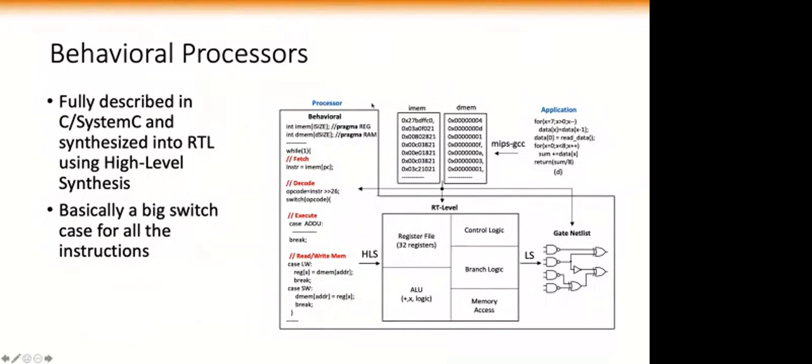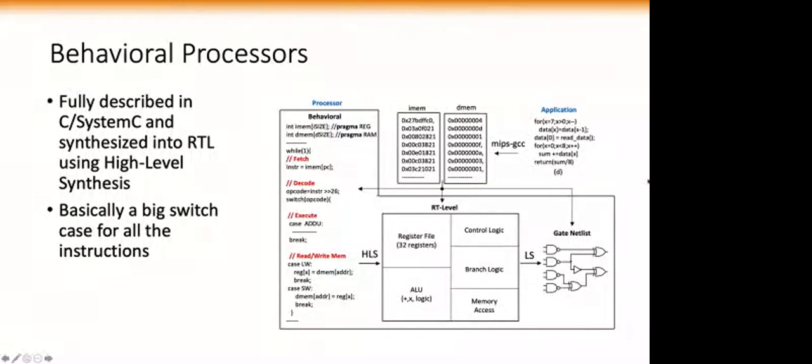If you look into this figure, the processor is completely defined in C, C++, SystemC. And it has two arrays, an instruction memory and a data memory array. The processor itself is basically a big switch case that has all the instructions. The processor is then synthesized using high-level synthesis into RTL, Verilog or VHDL, and after logic synthesis, we obtain the gate net list. This is the hardware flow.